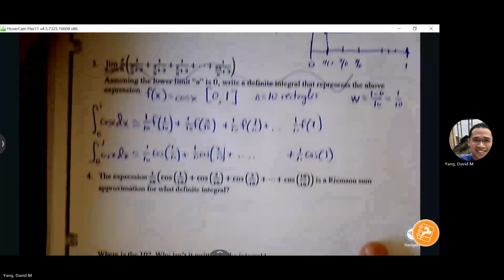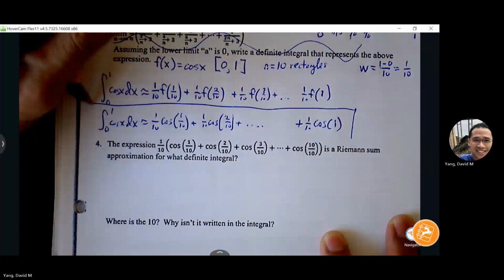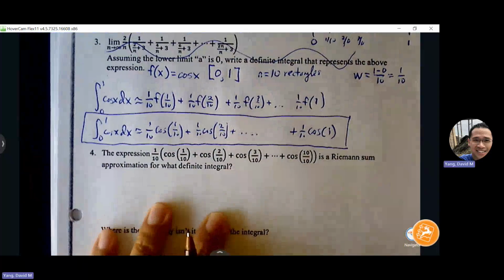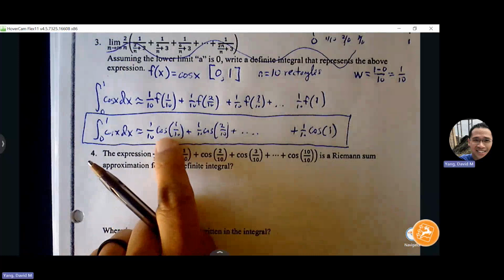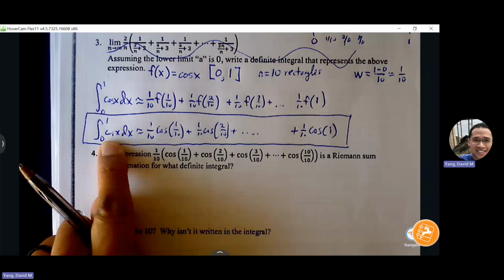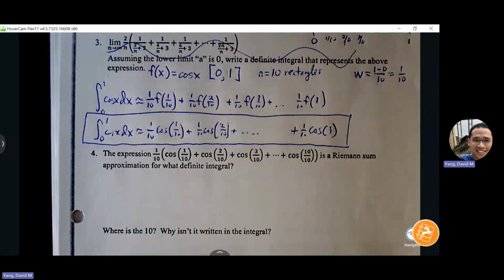Now, I purposely went through that exercise here because I want to show you why things can get confusing. Can you look at this expression and know that it's coming from approximating the area using 10 rectangles from 0 to 1? It's a little harder to see it that way, right? So if you look at number 4 here, it says the expression 1/10 cosine of 1/10 is a Riemann sum approximation for what definite interval?